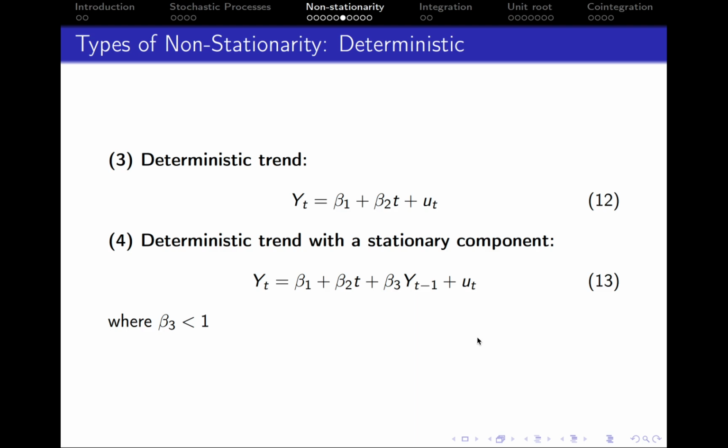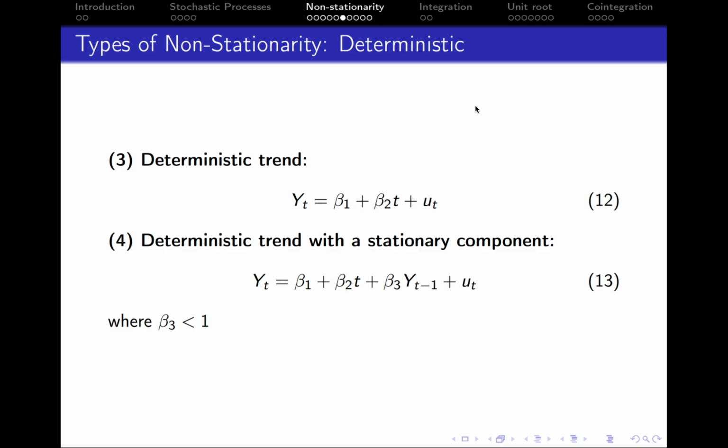In the previous video, we've discussed stochastic non-stationarity, and now let's have a look at another type of non-stationarity called deterministic non-stationarity. And this could be, for example, just a model with a deterministic trend. So if you look at this equation, y is a function of a constant and the time trend. So in this case, y has a deterministic trend, which is represented by this t variable.